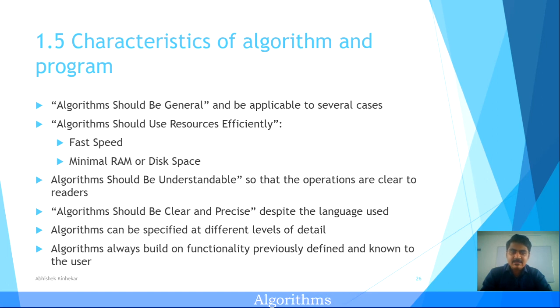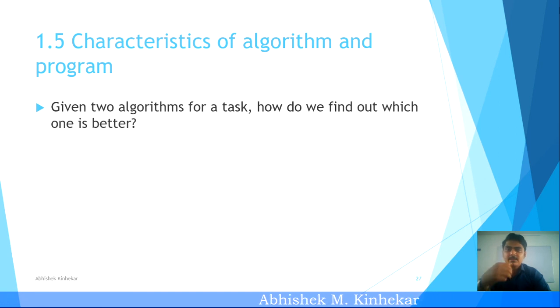But the mandatory characteristics are input, output, definiteness, finiteness and effectiveness. Now let us talk about the effectiveness of an algorithm. If I have been given two algorithms for a task, then how do we find out which one is better? Now this task is quite tiresome.